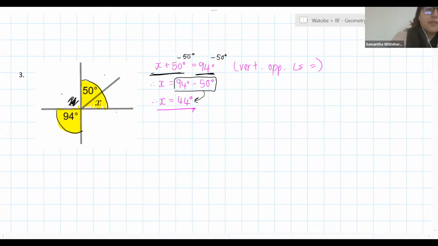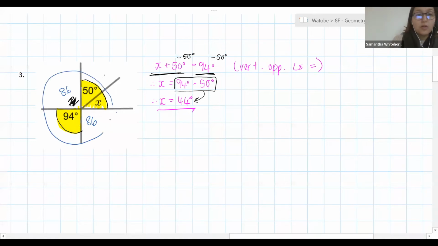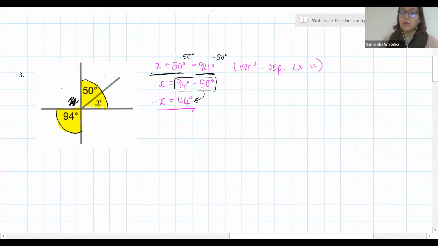If I told you that this is 86 and that's 86, then you can use angles around a point because then you've got all of the angles and you can add them together. But because I'm not working with all of the angles that make up the circle, I can't use angles around a point here. Does that make sense? So just make sure that if you are going to use angles around a point, you have all of the angles. Yes, ma'am. Cool. Well done.